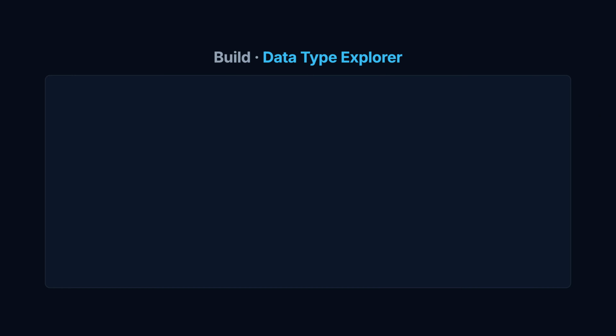Time to build. Our project for this episode is a data type explorer. The user types in any value. Our program guesses what type they meant. Why is this interesting? Because input gives us a string no matter what. Our code has to inspect the string and figure out what the user was trying to type. Start with an input call. user_input = input(). Whatever they type comes in as a string.